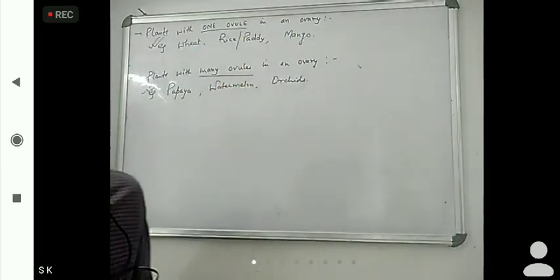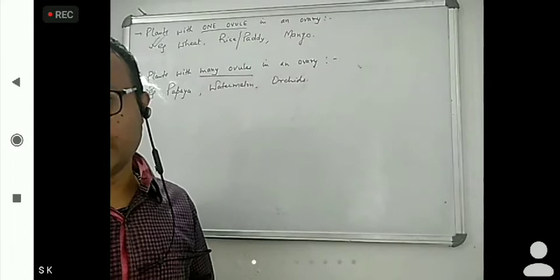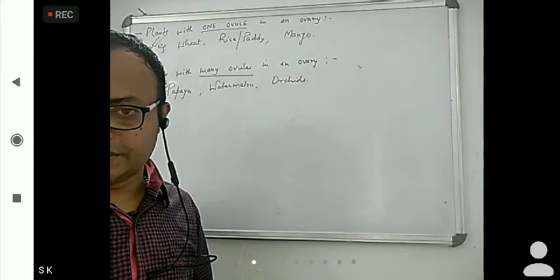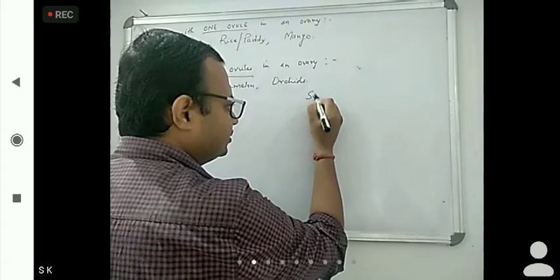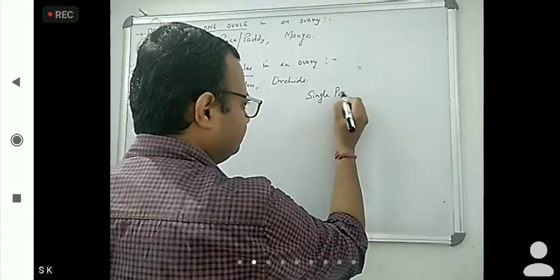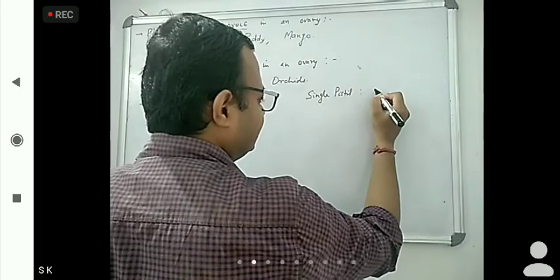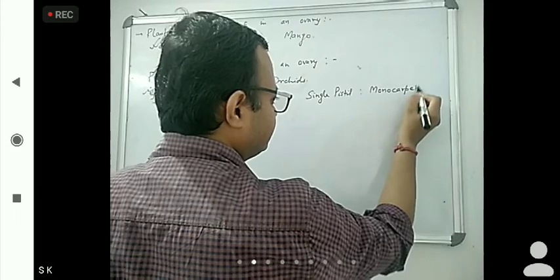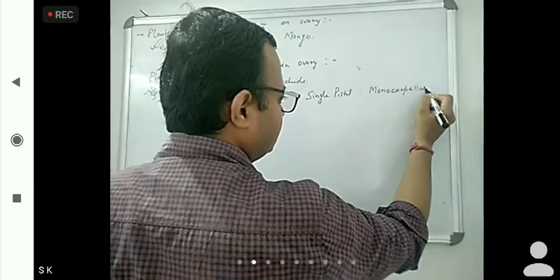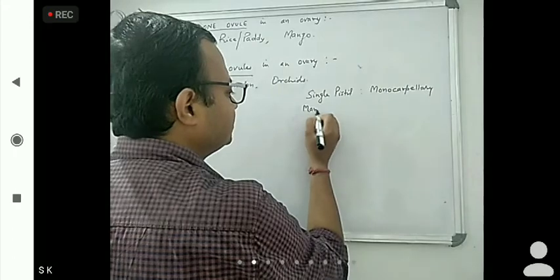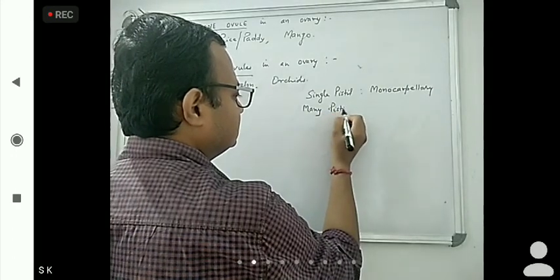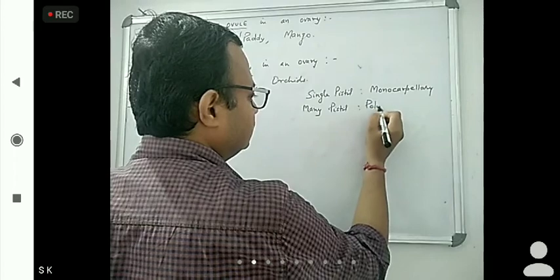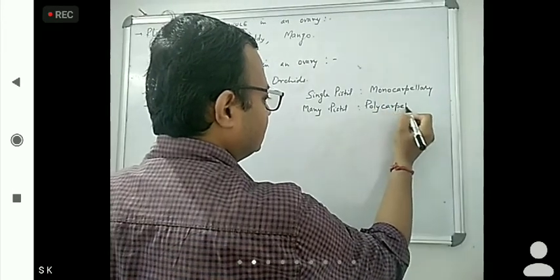Now if a single pistil is there, that condition is known as monocarpellary. And if many pistils are there, that condition is known as polycarpellary. These are the basics. So monocarpellary and polycarpellary.